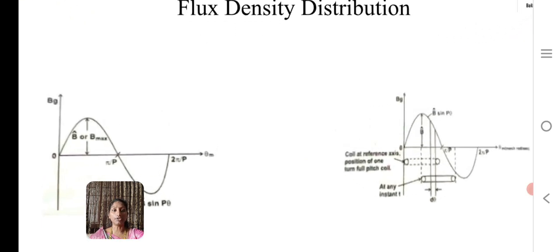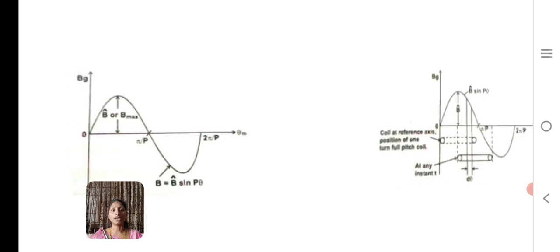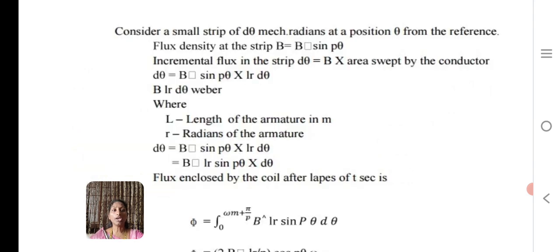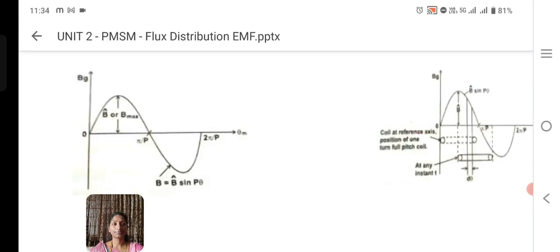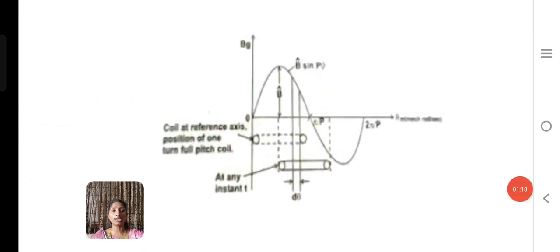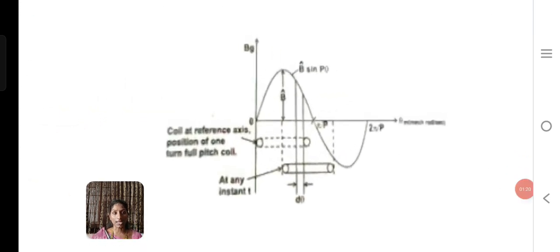Here we have two waveforms. One clearly shows the B max. Flux density is indicated as B, and since it is a sine waveform with some angle, we are going to consider it as B sin P theta. Here we are going to consider, at any instant, a small angle called d theta.